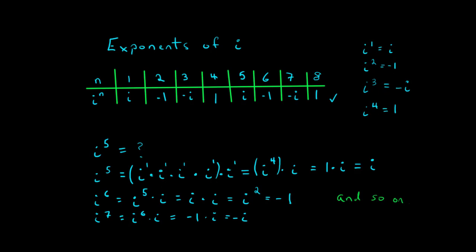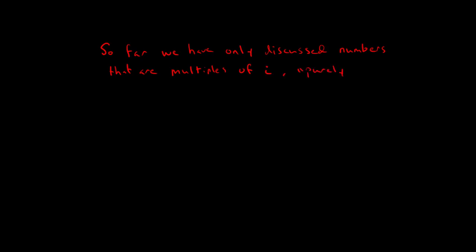Okay, so I'm going to now move ahead. We're going to start talking about complex numbers. Because what have we looked at so far? So far, we have really only discussed numbers that are either multiples of our imaginary unit i or exponents of i. So we've only talked about what might be termed purely imaginary numbers, numbers that are purely in terms of i. Well, we're going to expand this.